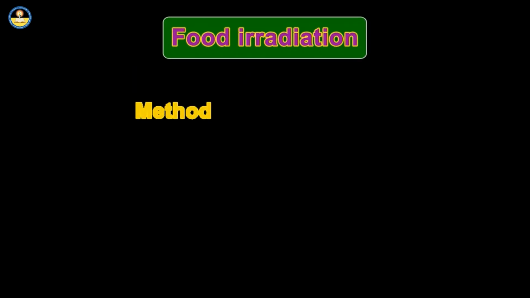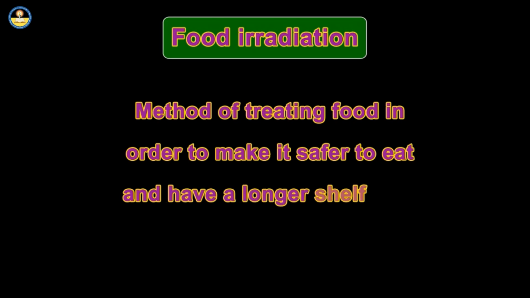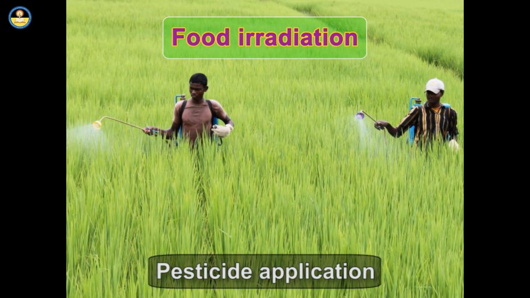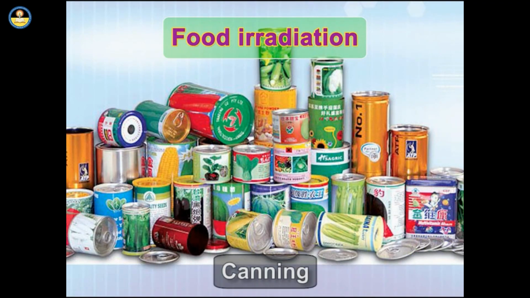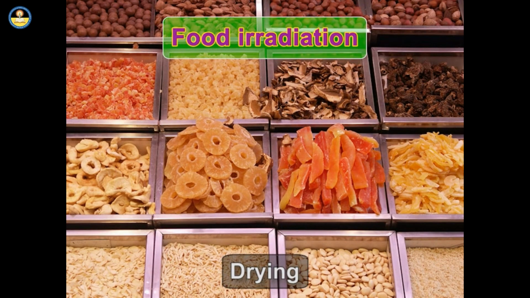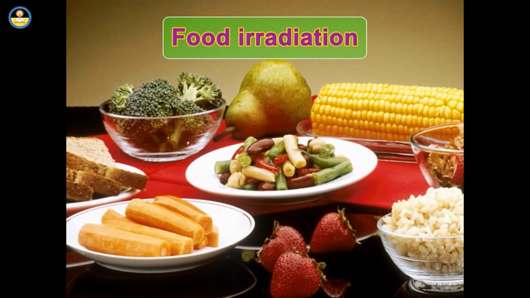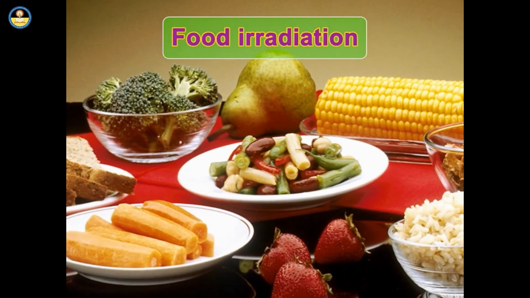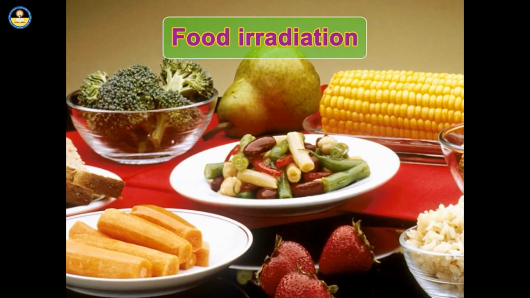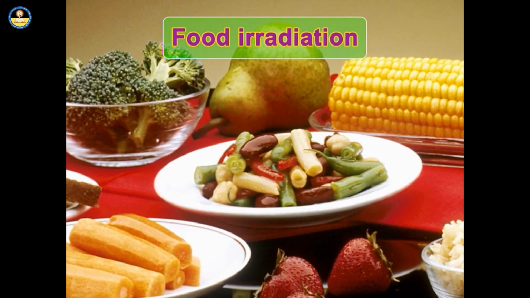Food irradiation is a method of treating food in order to make it safer to eat and have a longer shelf life. This process is not very different from other treatments such as pesticide application, canning, freezing, and drying. The end result is that the growth of disease-causing microorganisms or those that cause spoilage are slowed or are eliminated altogether. This makes food safer and also keeps it fresh longer.